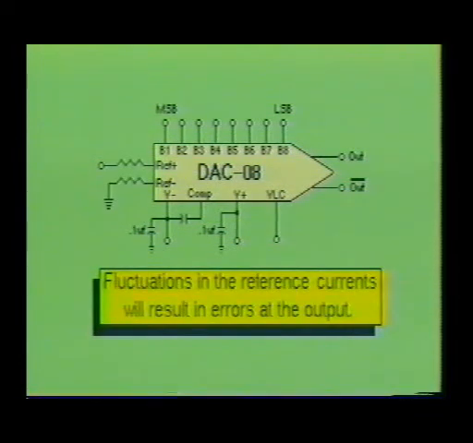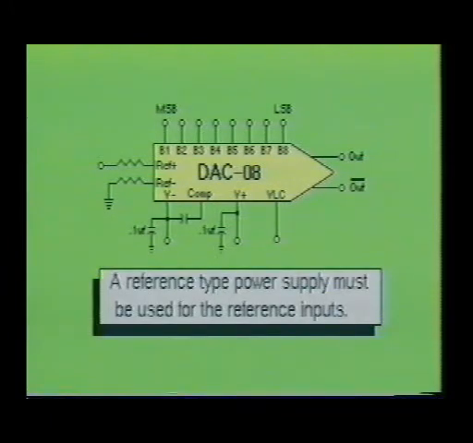It is necessary to keep the reference current as precise as possible, since the output current is directly proportional to the reference input current values. Fluctuations of the input currents will result in errors at the output. Since the reference currents are so critical, it is necessary to use only a reference type power supply source. The negative or positive power supply voltages should never be used as the reference source.